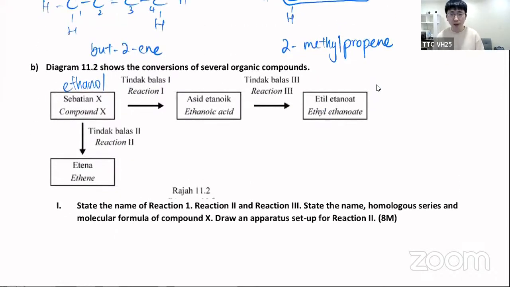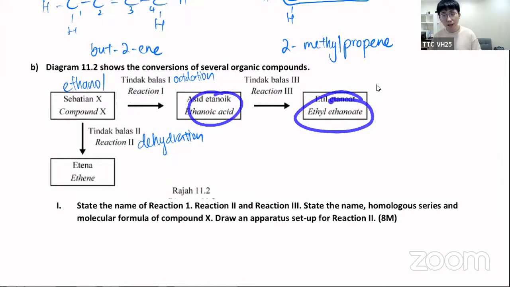So what is reaction 1? I told you alcohol to acid is what? You oxidize it, so you can say oxidation. And what do you remove from alcohol to form alkene? You remove water, so we call this dehydration. What do you do to take your acid to form ester? Acid plus what becomes ester? Acid plus alcohol becomes ester. So technically we call this esterification.